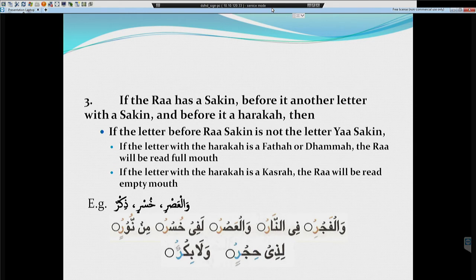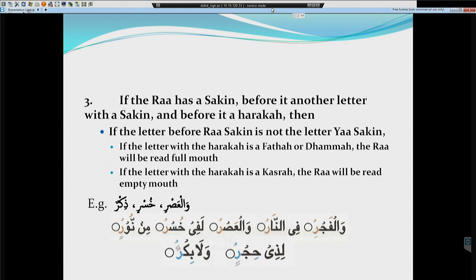So number 3. The first one was, what was the first exception for ra? Ra has a haraka on it. What was the second one that we just went over? Be preceded by a haraka. So ra has a sakin. Now this one is the ra has a sakin, before it another letter with a sakin, and the letter before that letter with a sakin is going to have a haraka.